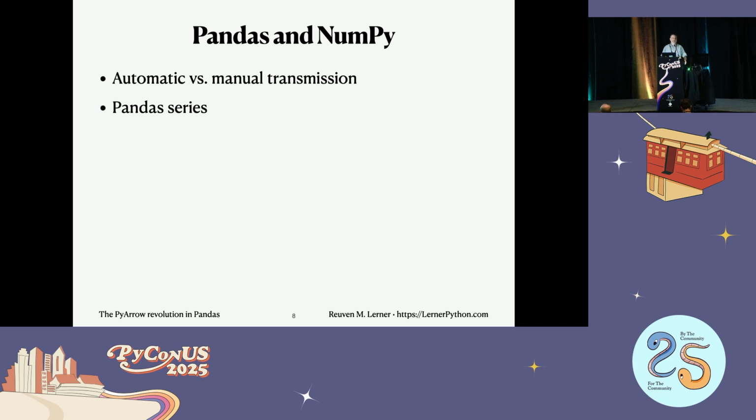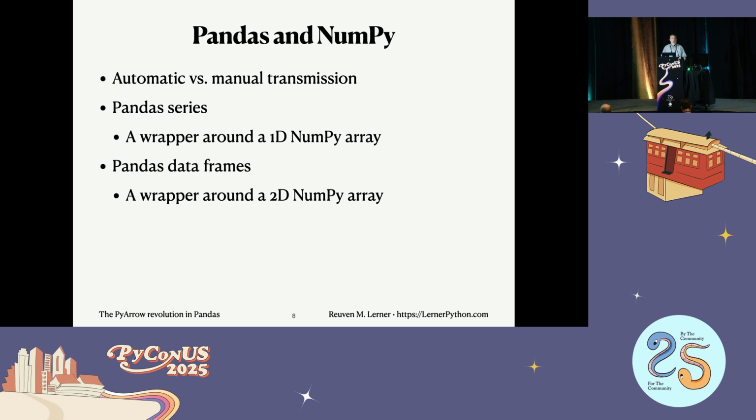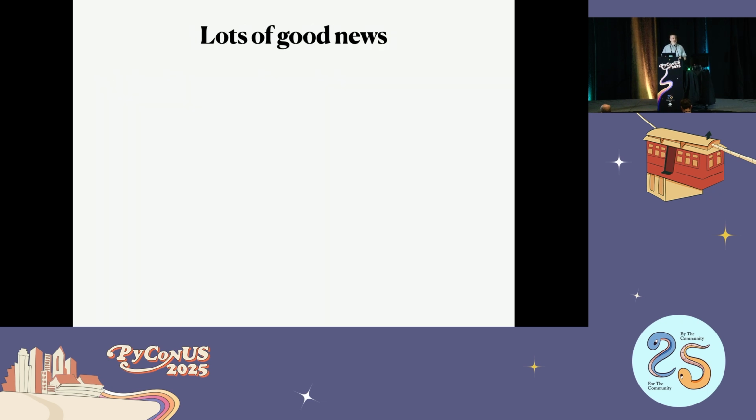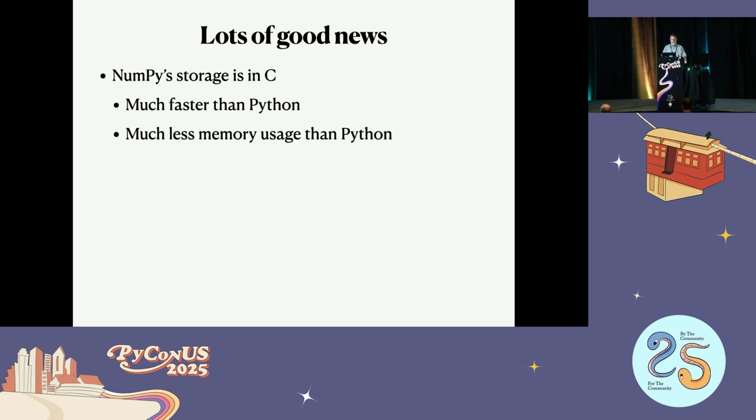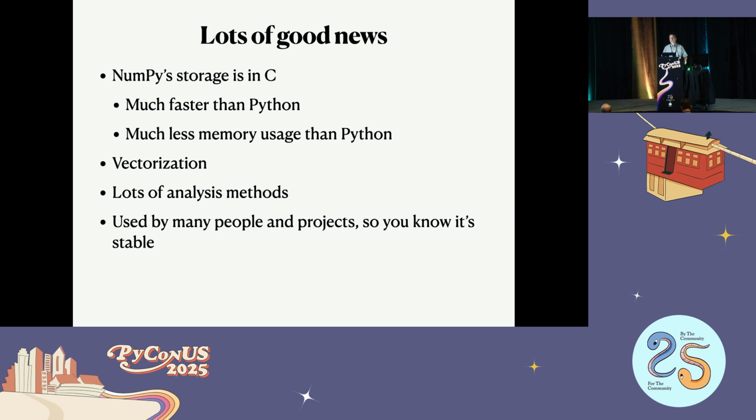We've got a Pandas series, which is basically a wrapper around a 1D NumPy array. And we've got a Pandas data frame, which is basically a wrapper around a 2D NumPy array. Or, if you prefer to think of it this way, it's kind of like a dictionary of series. This brings lots and lots of good news. NumPy storage is in C, so it's way faster than Python, and it uses way less memory than Python. It's also vectorized, so things execute really quickly, and it comes with tons of analysis methods. So again, you don't have to repeat yourself or work hard. And it's used by many, many people and projects, so you know it's stable.